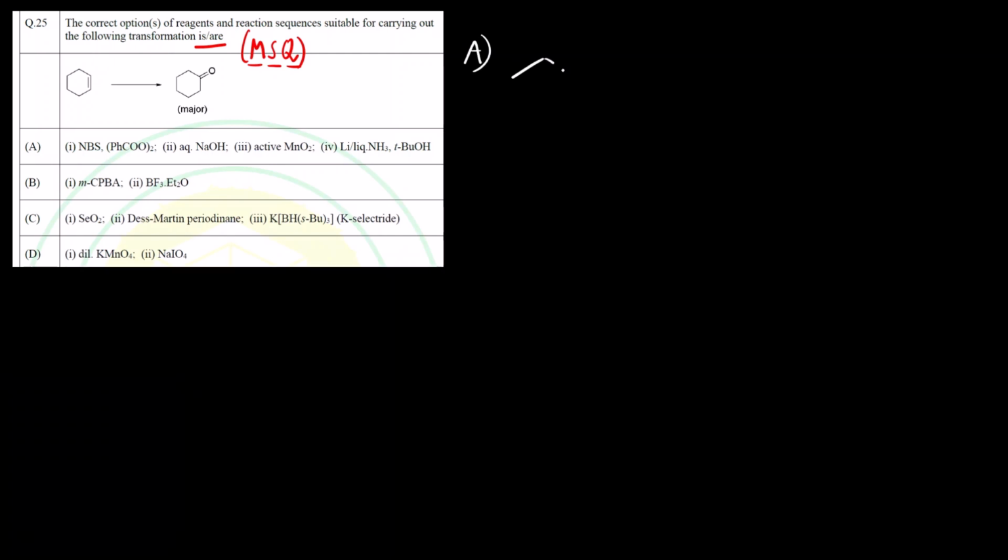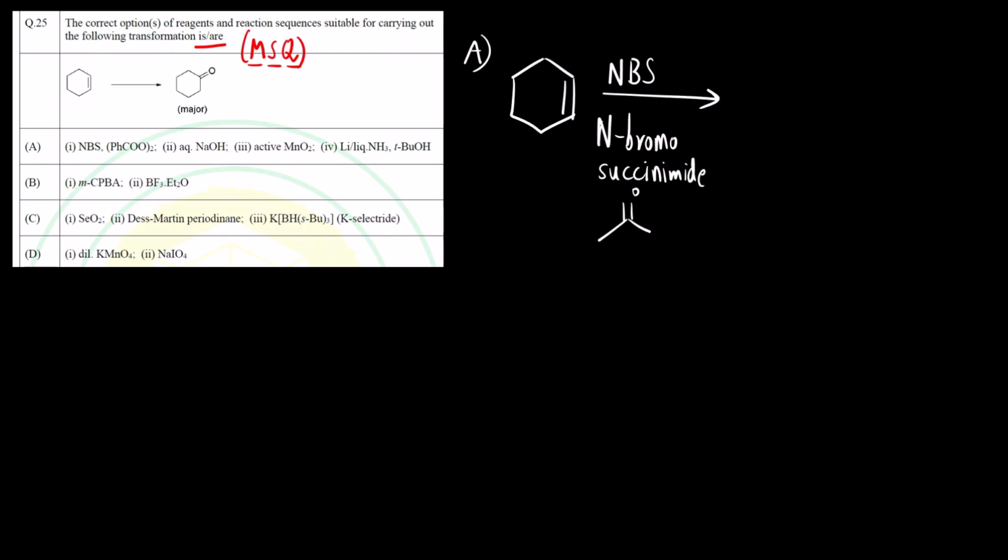Okay, so first one, what is the reactant? This is cyclohexene. And what is the reagent given? NBS. What is NBS? NBS stands for N-bromosuccinimide. This is the structure of NBS, N-bromo. Okay, this is NBS, and what is the role of this? It is a source of bromine radical.